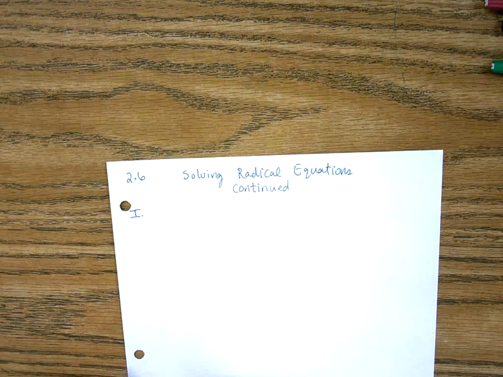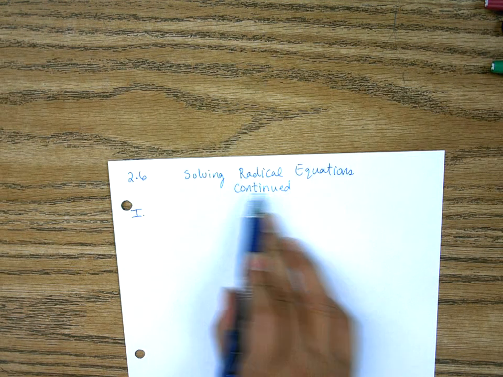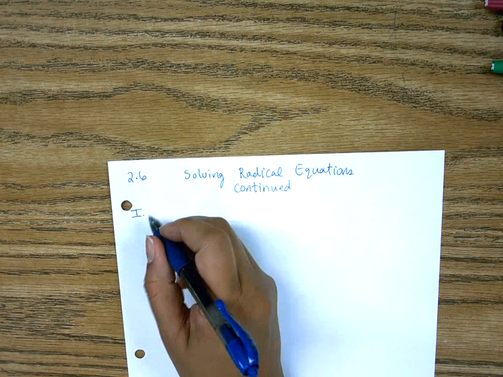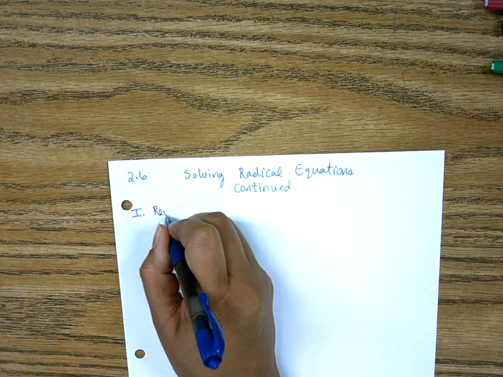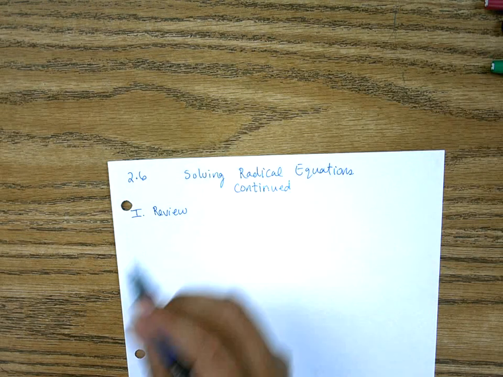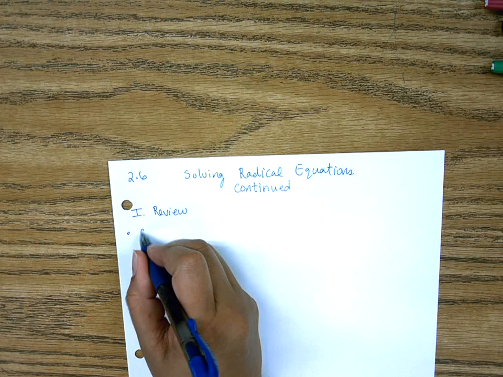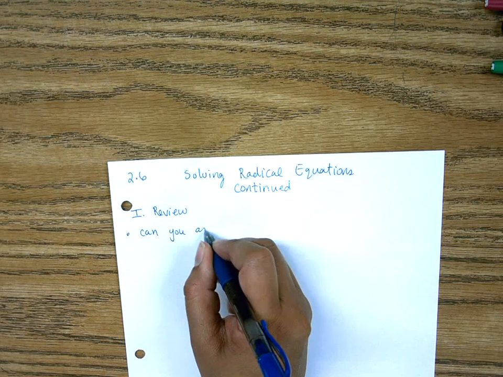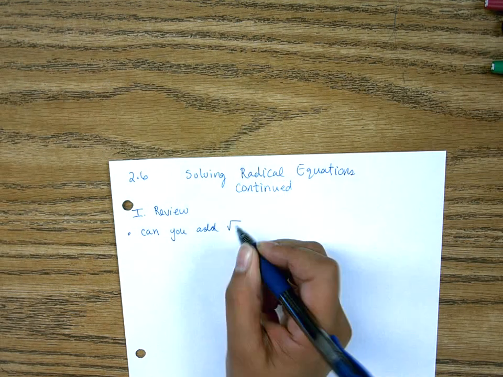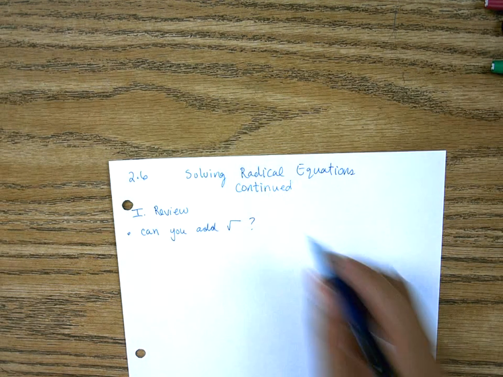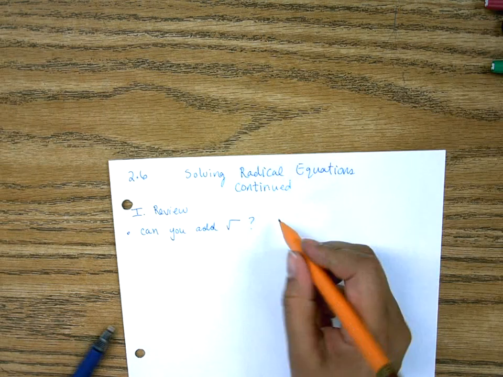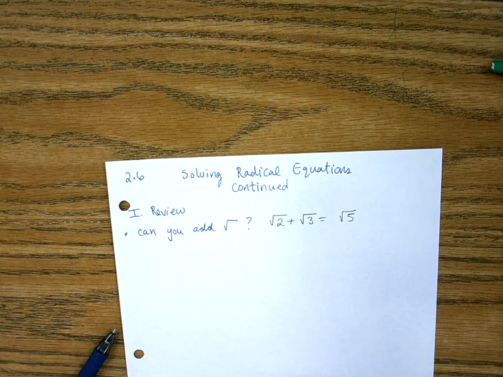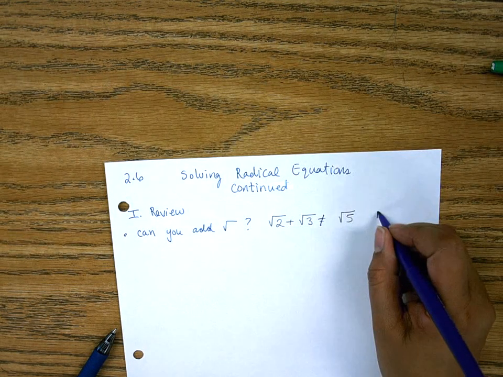Okay, solving radical equations continued. We did deal with this yesterday. Part 1, just a quick review of radicals that you've learned in the past. Can you add radicals? For example, can you say the square root of 2 plus the square root of 3 equals the square root of 5? Is that correct?